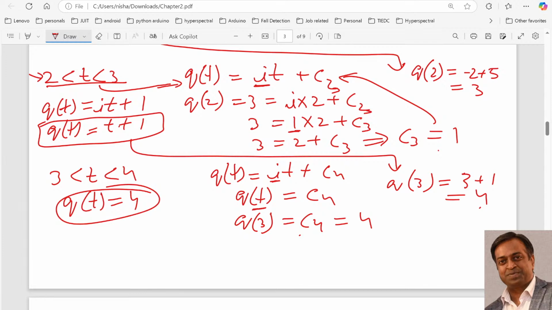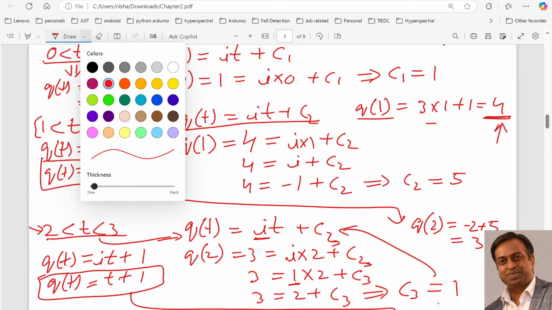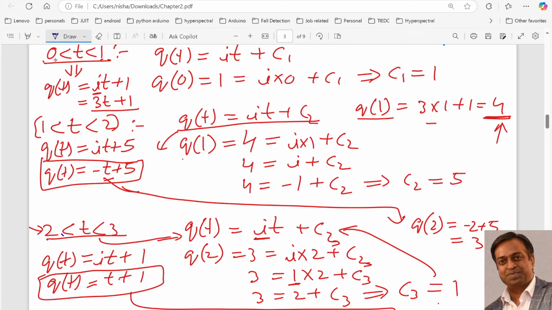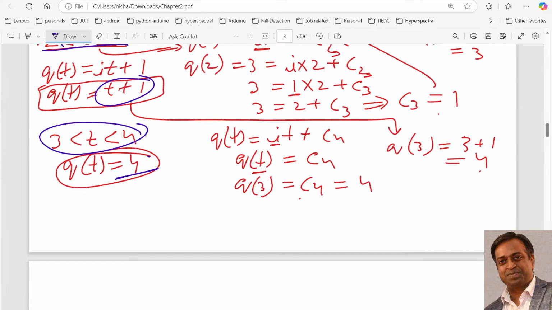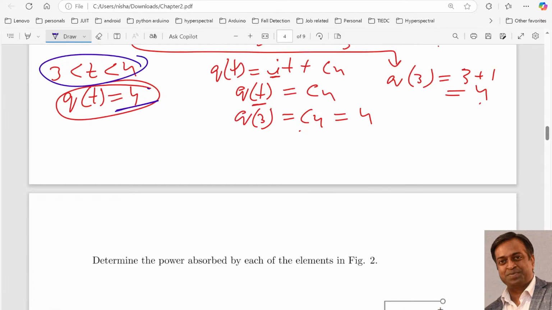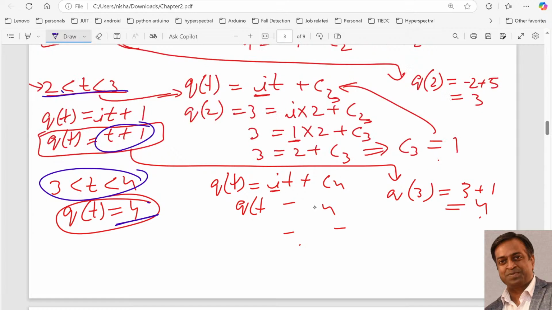And once we get these four equations for four intervals, I get the equation for range 0 to 1, I get this. For this range I get this. For this range I get this, and for this I get this. So now I need to plot the graph. How am I going to plot the graph? Let me plot it over here.